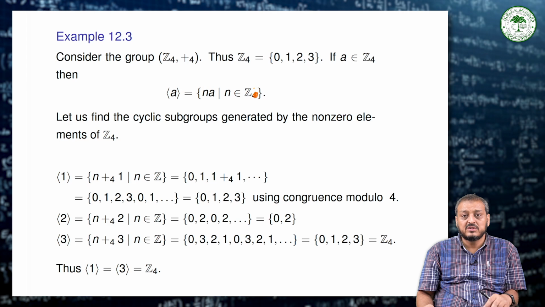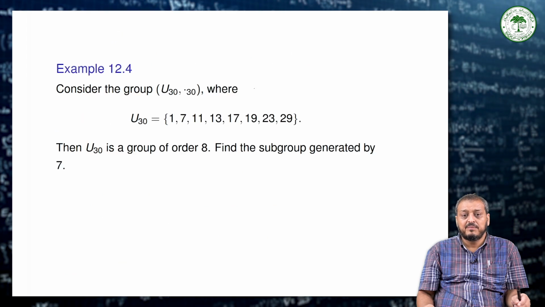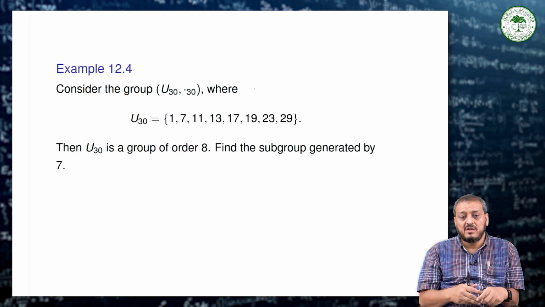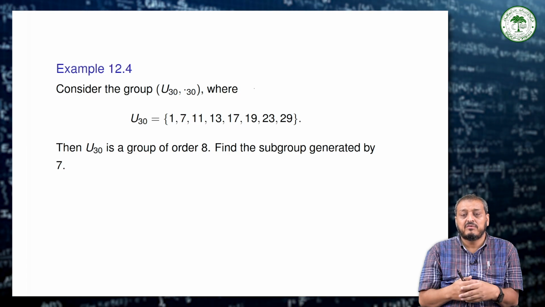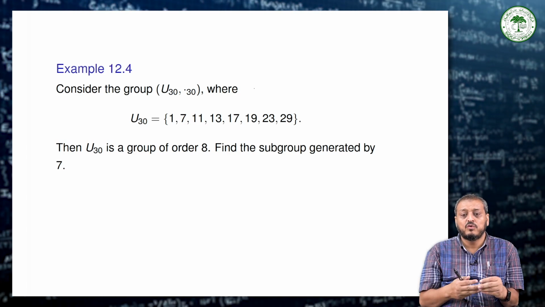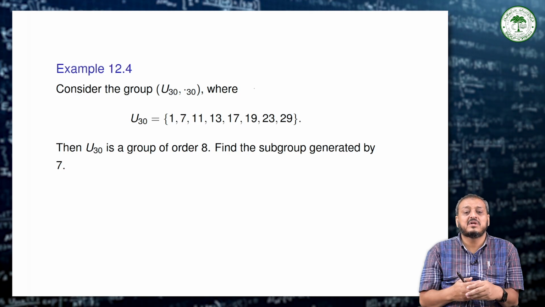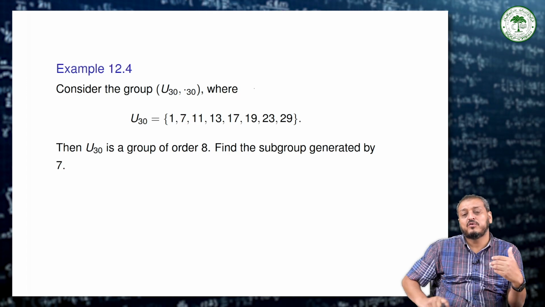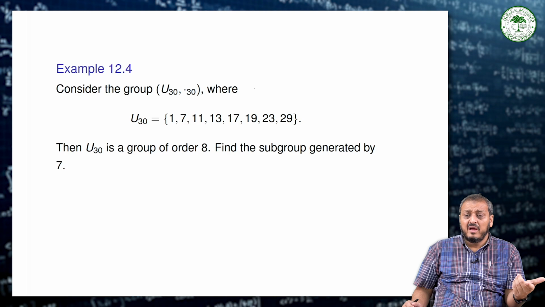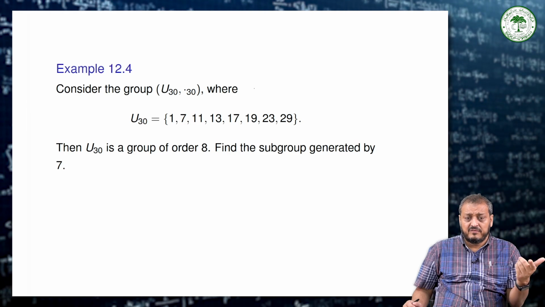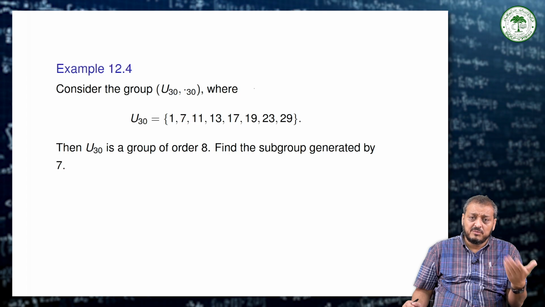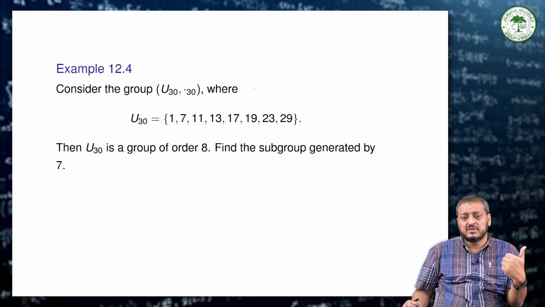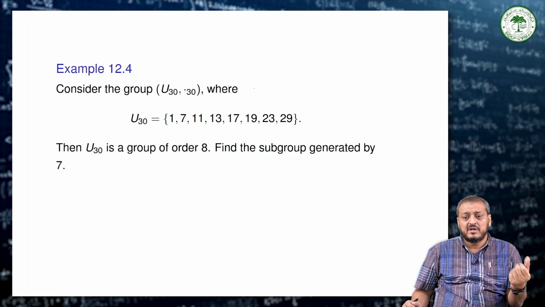Now we continue this lecture with another example. Consider U30 under multiplication modulo 30, and clearly this is a group of order 8. We have to find the subgroup generated by 7, because we have to prove the result that if a group is cyclic, then its subgroup is also cyclic. So if U30 is cyclic, then we find the subgroup generated by 7.